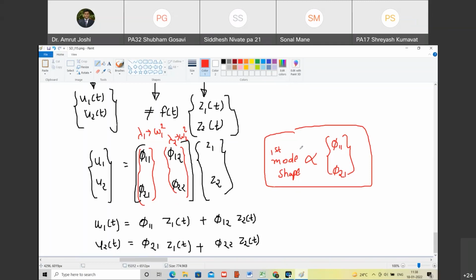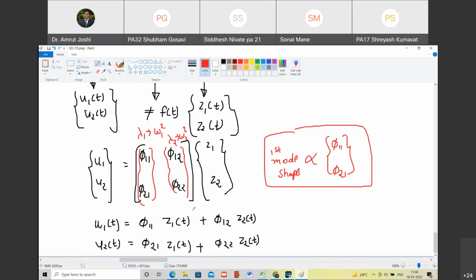Yes, sir. Why qualitative? Because it is multiplied by alpha, so it is not telling the quantity. Alpha can be anything except zero and infinity. It can be 0.1, 0.21, 10,000, 10 lakh, 10 million, whatever it is. Are you with me? Yes, sir. Okay. Now, similarly, phi 12 and phi 22, this second eigenvector, is called the second mode shape. Do you agree with me?